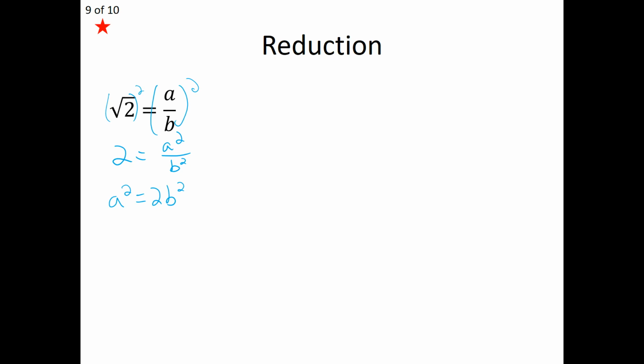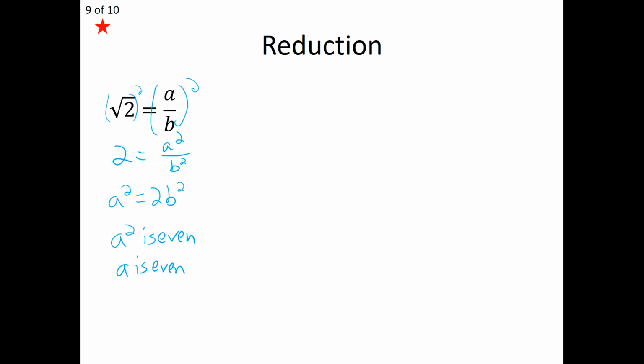We can follow up with that. We then can state something about a squared. A squared is even. Why? Because we talked about some basic facts: if an integer is expressed as another integer times 2, then that integer has to be even. This is also where our lemma comes into play. If a squared is even, then we can say something about a. A is then also even. So what does that mean if we said a is even?